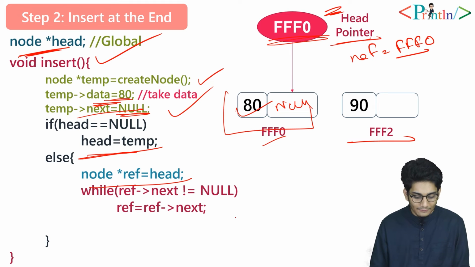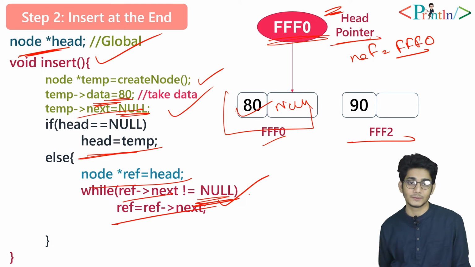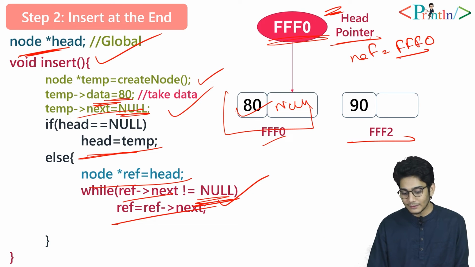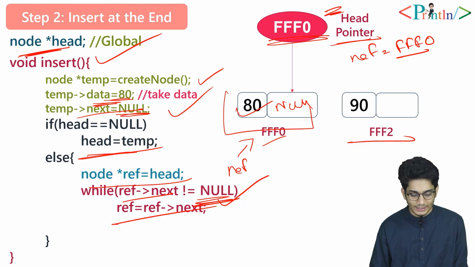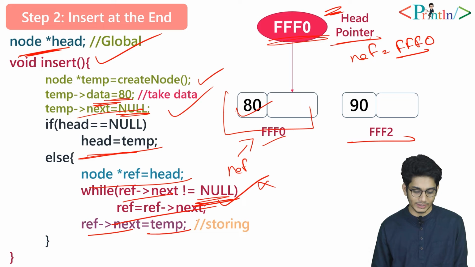Now we have to check that until our ref next is not equal to null, we have to keep traversing. So now our ref contains a reference pointing to this node. Let's say the next of this node is null. So this portion will not run. It will just put ref next equal to temp.